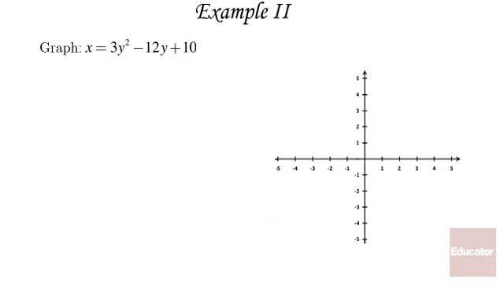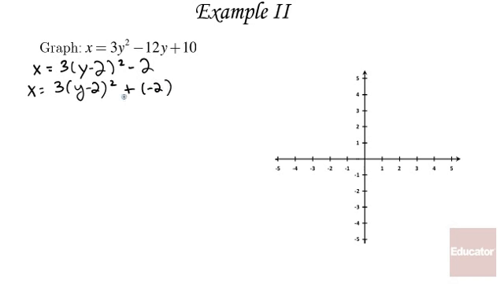In example 2, we're asked to graph. And you'll notice that this is the same equation that we worked with in example 1. So we already figured out standard form, and standard form is x equals 3 times y minus 2 squared minus 2. And for clarity, we can actually write this as 3 times y minus 2 squared plus negative 2, so that we truly have it in standard form with the plus here to make it easy to see what's going on.